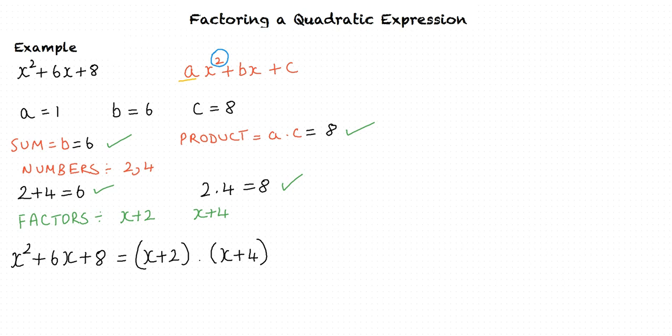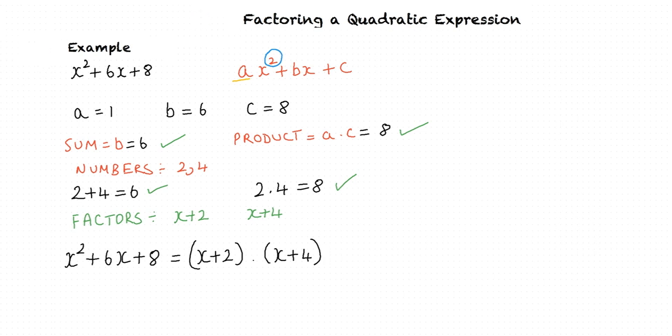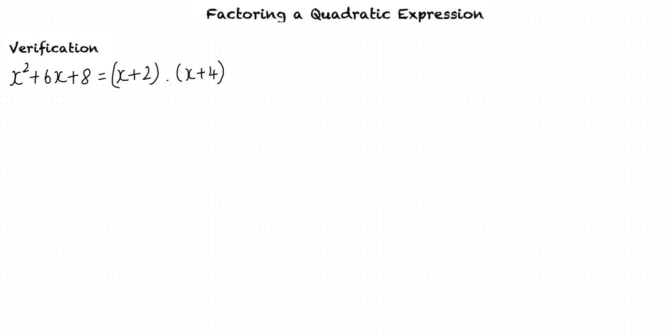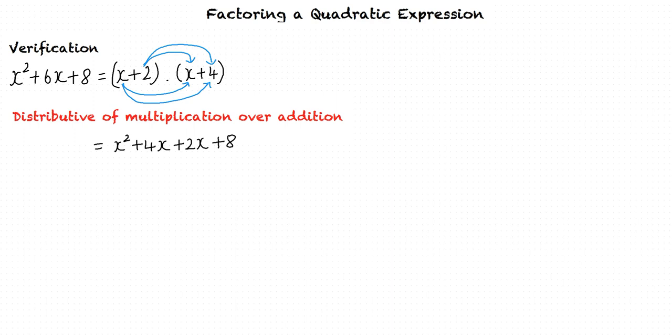Okay, is there any way to verify whether our answer is right? Yeah, absolutely. We have rewritten the quadratic expression in its factored form. If we multiply x plus 2 with x plus 4, we must get back our quadratic expression given in the question if our answer is right. From our answer, we have x squared plus 6x plus 8 equals x plus 2 times x plus 4. We will use the distributive law of multiplication over addition to determine the above product. We have x plus 2 times x plus 4 equals x squared plus 4x plus 2x plus 8, which equals x squared plus 6x plus 8. Thus, our answer is right since we get back the quadratic expression we are given in the problem.